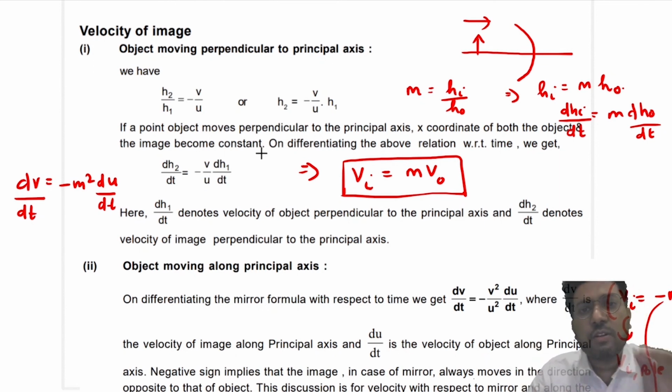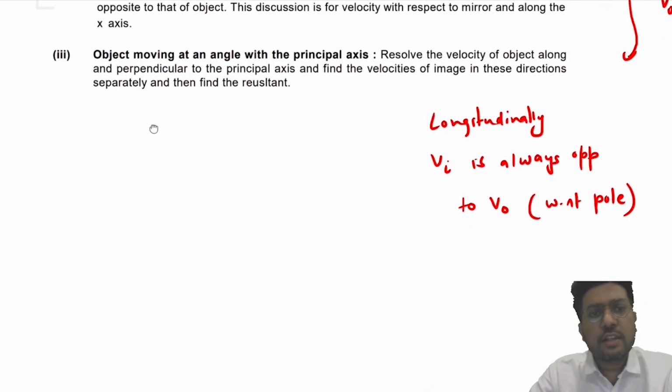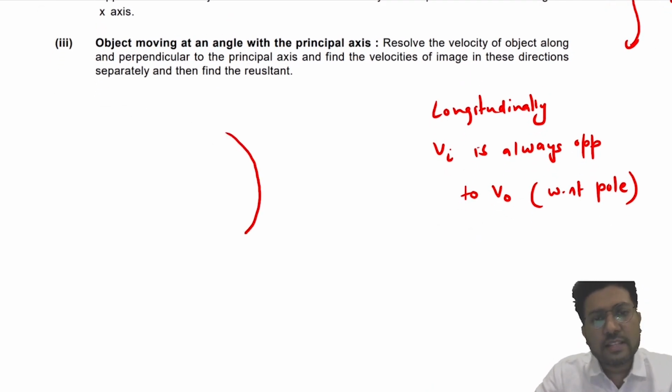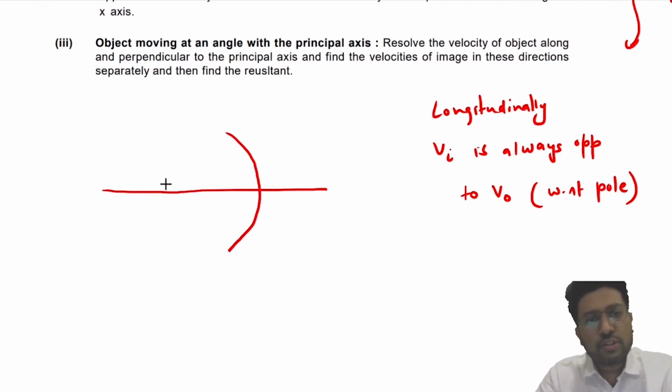But an image is always longitudinally inverted. That is why the object will always move opposite to the image in case of longitudinal motion. Now what happens if there is both longitudinal as well as lateral motion? That means the motion is at some angle.